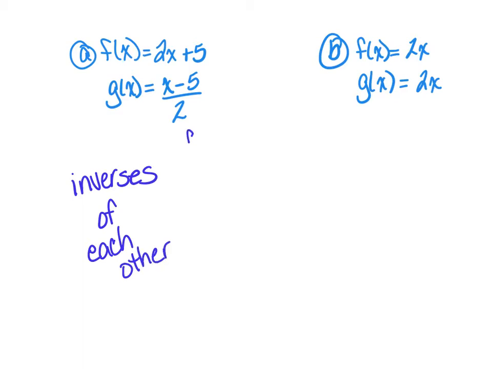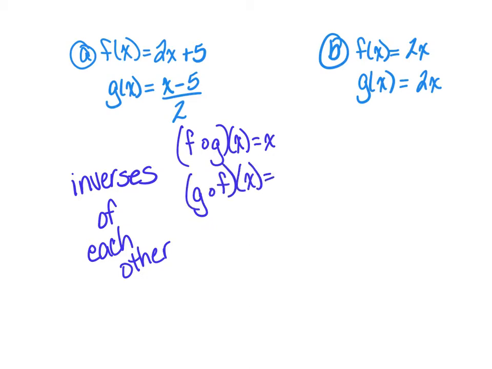So if I do f composed of g of x and I get x, that means that they're inverses of each other. I can also do g composed of f of x, and if I get x, that means they're inverses. If I get anything other than x, they're not inverses of each other. Okay, here's part B, f of x equals 2x and g of x equals 2x. So we're going to do both of these.